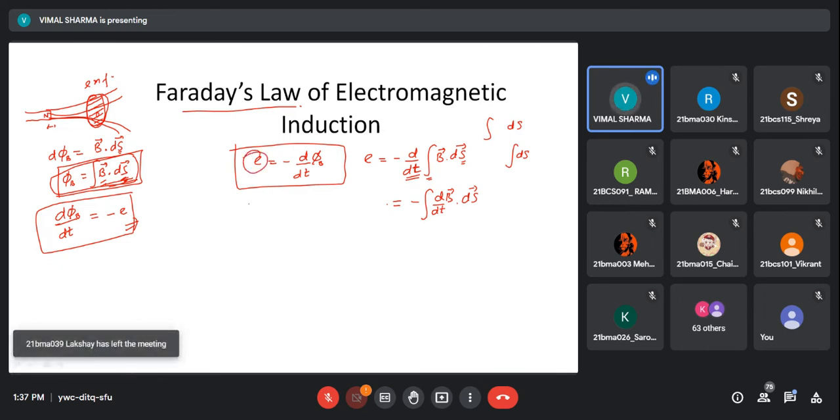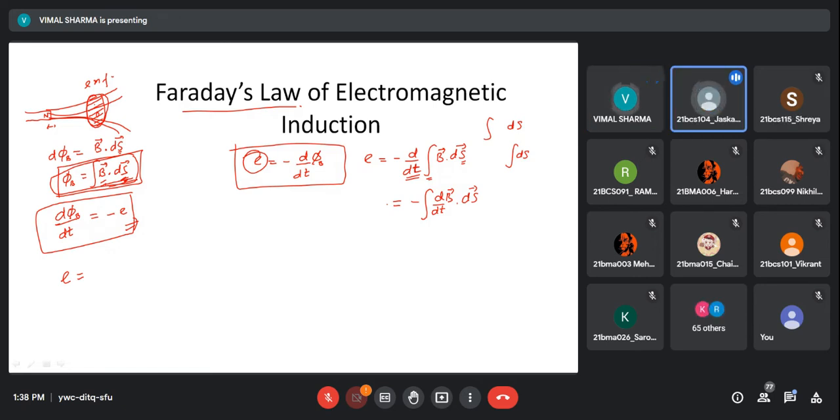Okay, and what about this? This is EMF. What is EMF? Quickly. Any one of you unmute and tell me what is EMF. Minus d phi by dt. No, that definition is already written here. I'm asking you how you define EMF. If EMF is produced in this loop, how will you define this? Sir, EMF is induced current.